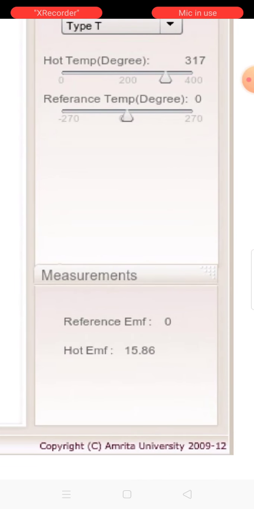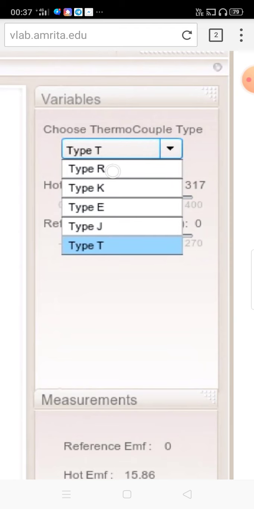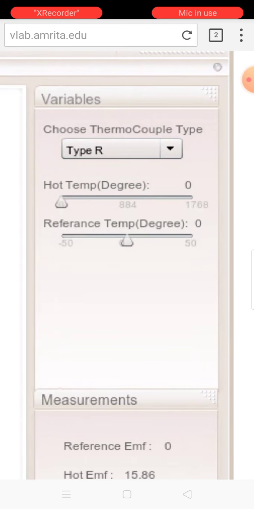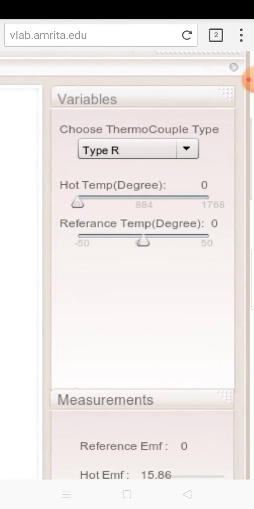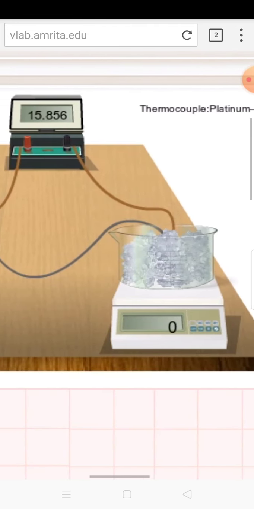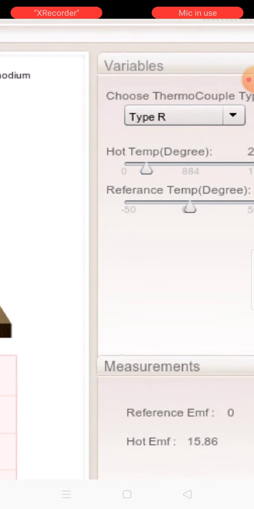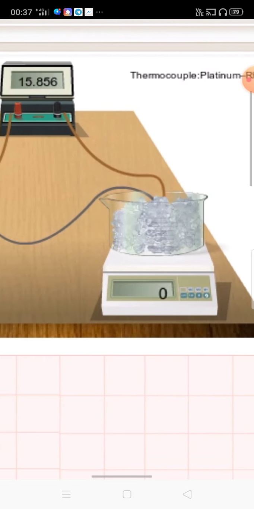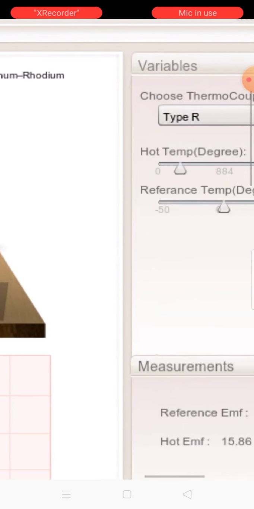So now let us try another thermocouple. I am using R. Okay, now I am going back to the previous condition. So what can we do? Then do the variables. The slider is already at a higher value. It should now be showing 299. And what you will observe here is that it is showing nothing because I am not doing the measurement. Double clicking starts the value. Not immediately, but it will take some time.